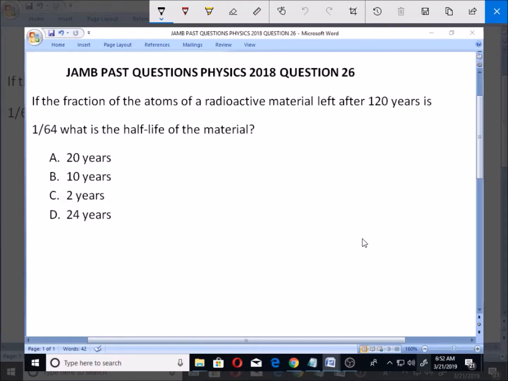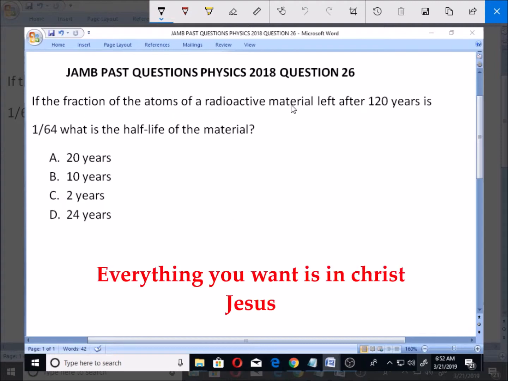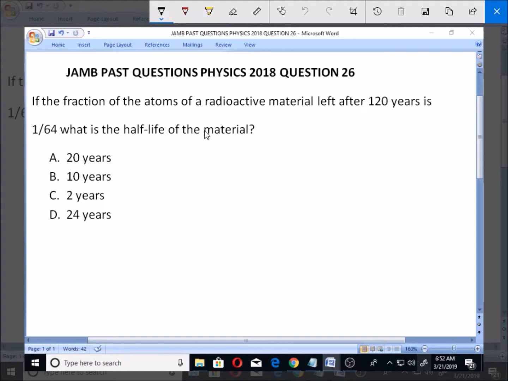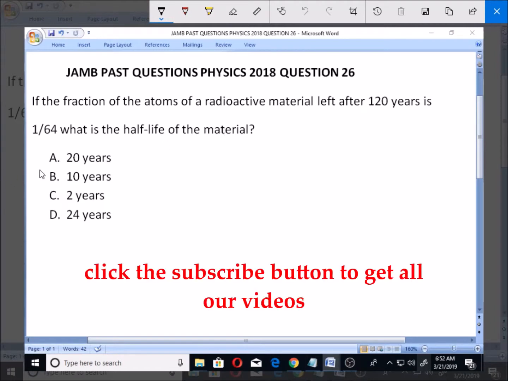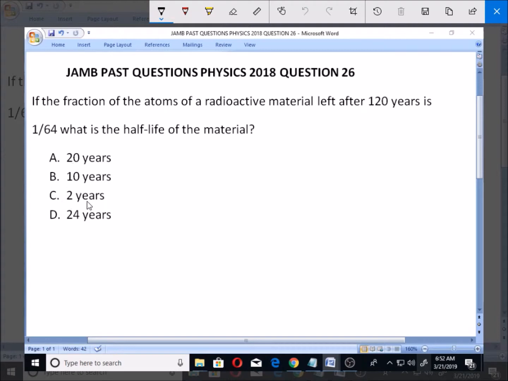Look at this JAMB past question, Physics 2018, question number 26. If the fraction of atoms of a radioactive material left after 120 years is 1/64, what is the half-life of the material? A. 20 years, B. 10 years, C. 2 years, D. 24 years.